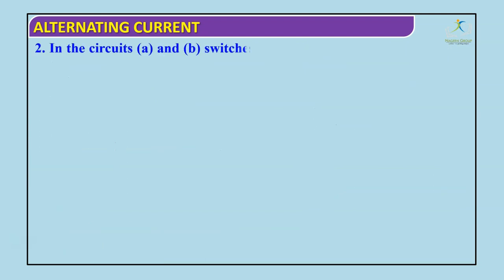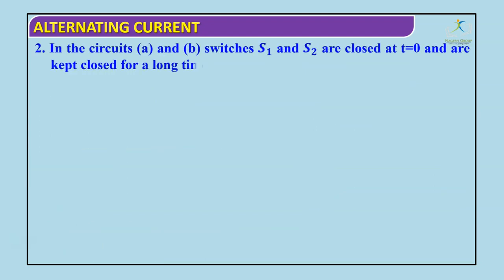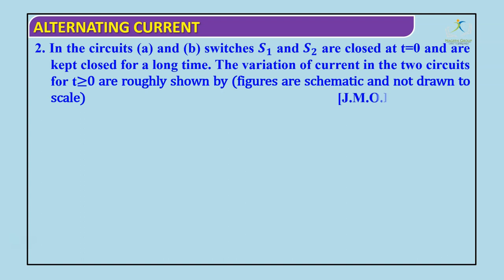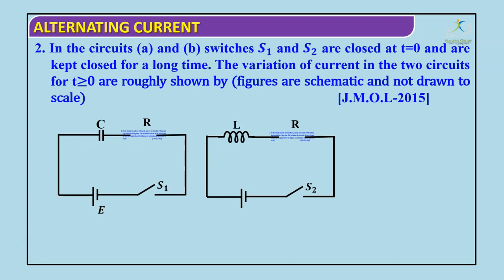The next question we have: in the circuits A and B, switches S1 and S2 are closed at t equals 0 and are kept closed for a long time. The variation of the current in the two circuits for t greater than or equal to 0 is roughly shown by the figure. This is the diagram of that. In the first circuit, as you can see, we are using the capacitor, and in the second section we are using the inductor.